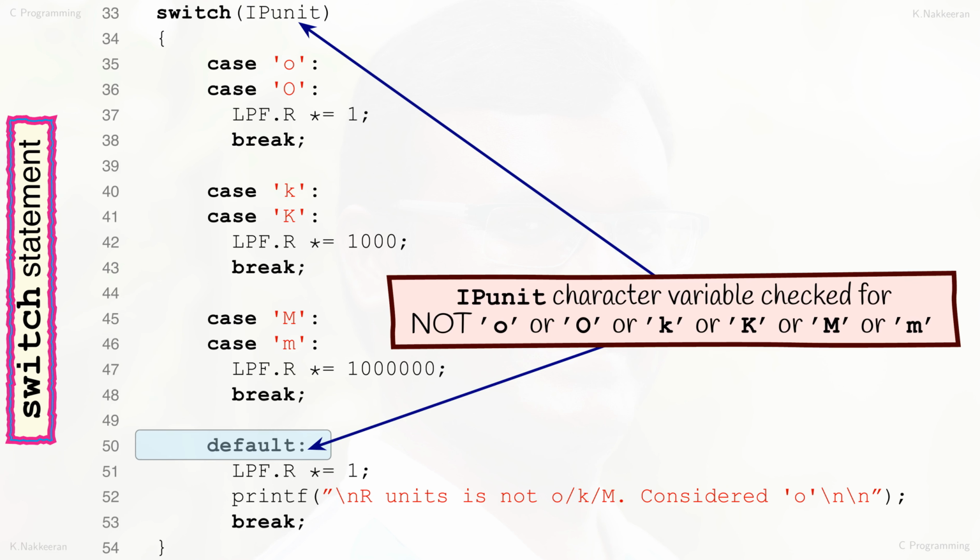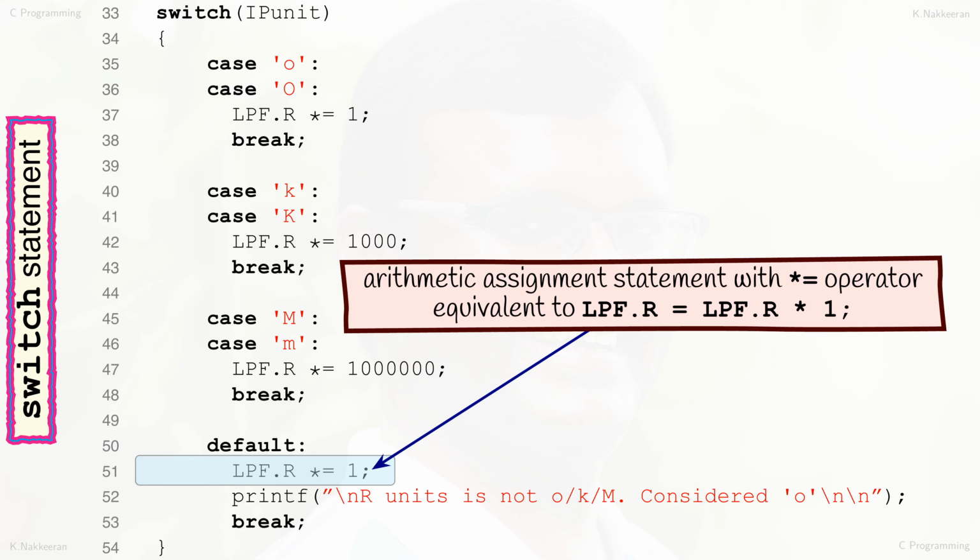Line 50 is the default case that is written for all other characters apart from the 6 different characters, checking cases for the IP unit character variable of the switch statement. Thus if the user inputs any character through the keyboard by mistake for the resistance units, then this default case will be considered when the input unit character is not one among the lower and upper cases of O or K or M. Line 51 is the arithmetic assignment statement to rescale the resistance value LPF.R by times 1.